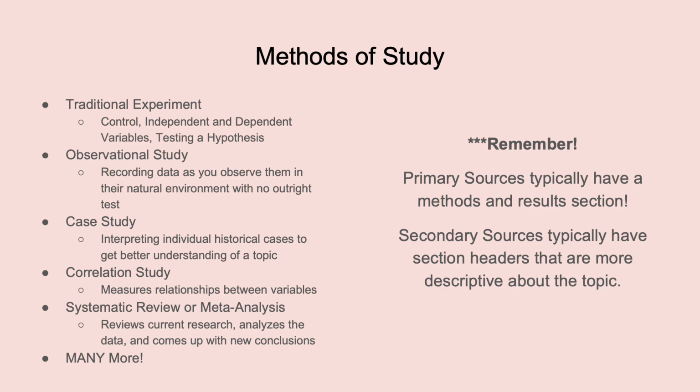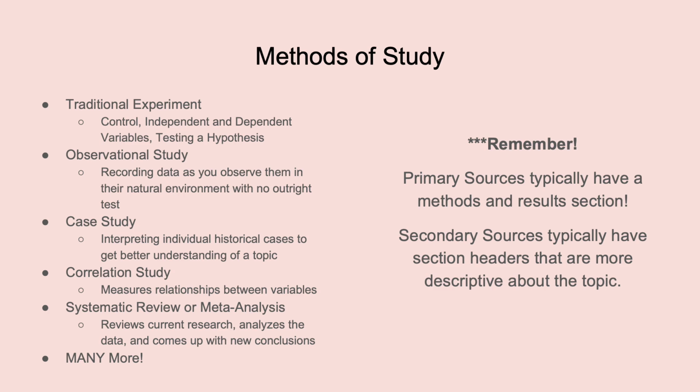Then you have correlation studies, which measure relationships between different variables. This happens a lot in people, where there are too many things going on, or it's unethical to do a traditional experiment on them. So we measure as many variables as we can, find the relationships between those variables, and do a bunch of math to figure out which variables have the most effect.